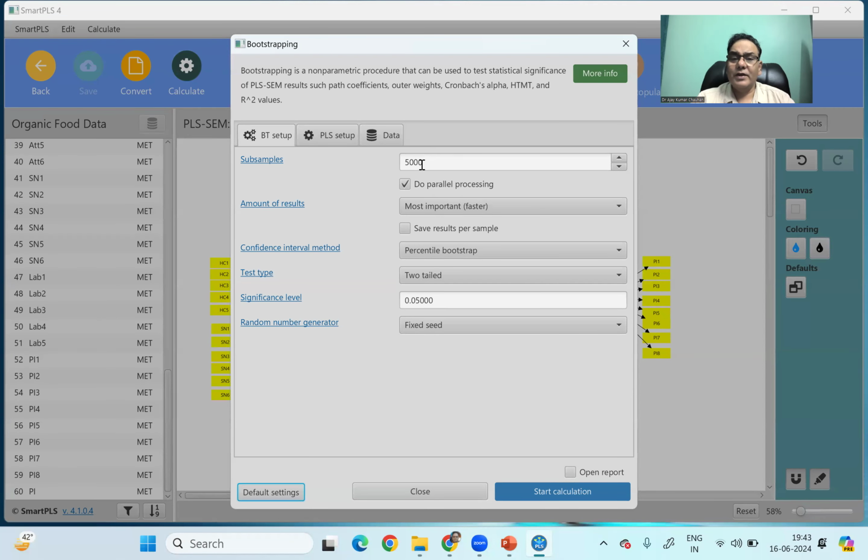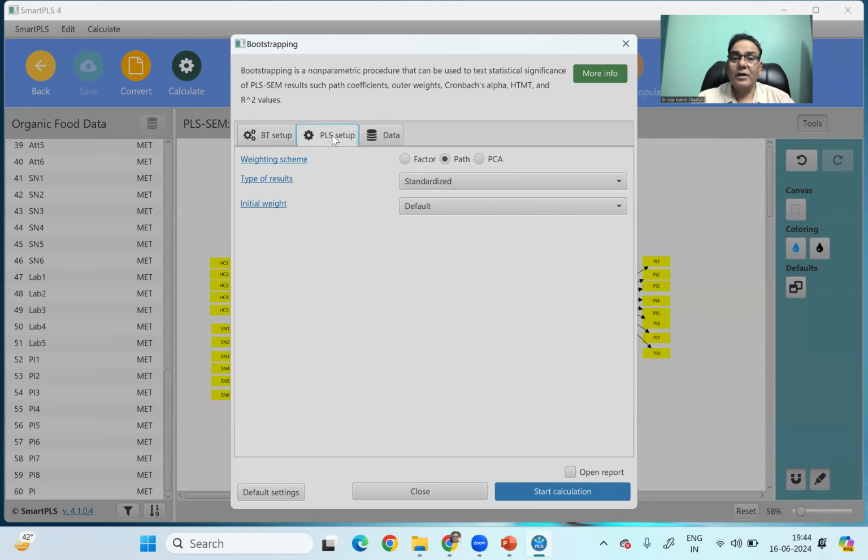Now the software is asking that how many bootstrap sample. 5,000 is perfectly fine. Then software asks that most important. ये आपको most important नहीं करना है, इसको करना है complete slower. So we need complete. If you click on most important, many of the result will not come. So we have to click on complete only. Bootstrap में percentile bootstrap, two-tailed, all as it is.